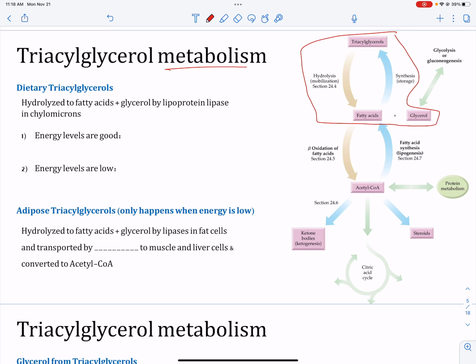Okay, so I'm just going to talk about the first part of this figure, which is found in chapter 24. Dietary triacylglycerols. We know that they are converted into fatty acids and glycerol by these lipases in chylomicrons. Okay, so then we can either store them or we can convert them into energy. So when the body has a decent level of energy, levels are good, we've got plenty of ATP, then we certainly don't need to take these triacylglycerols and convert them into more energy. What we're going to do is we're going to store them in adipose tissue.